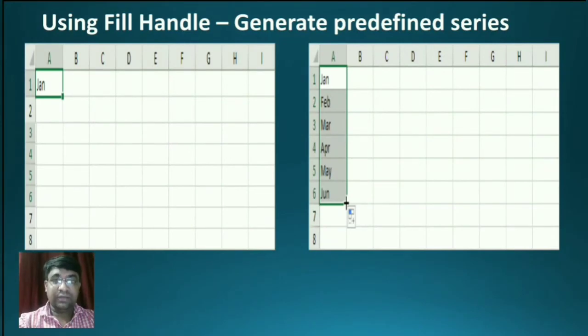So students, now we will learn how can we generate a predefined series using fill handle. Fill handle is the small black square that appears when you place the mouse pointer at the lower right corner of the selected cell. When you point to the fill handle, the cursor shape changes to a black plus sign. To generate a predefined series, follow the given steps.